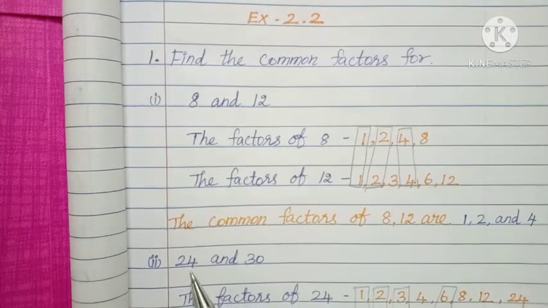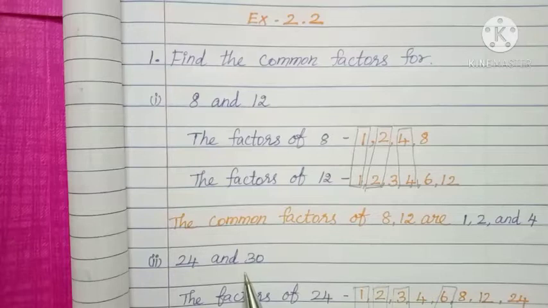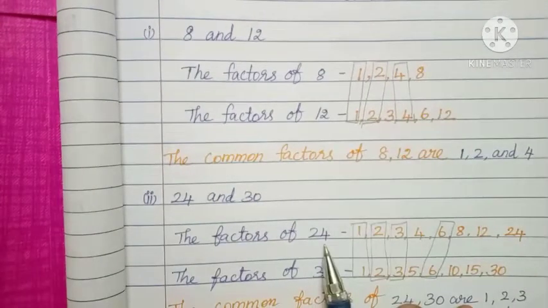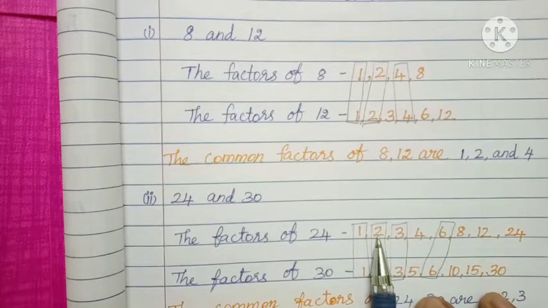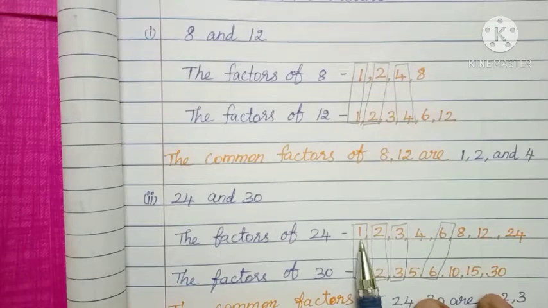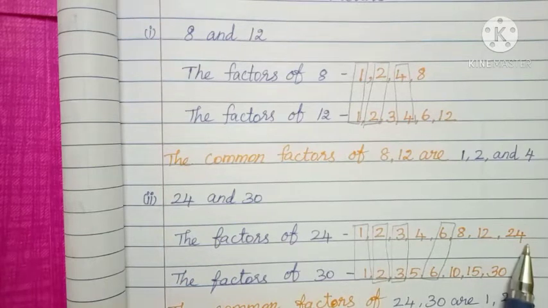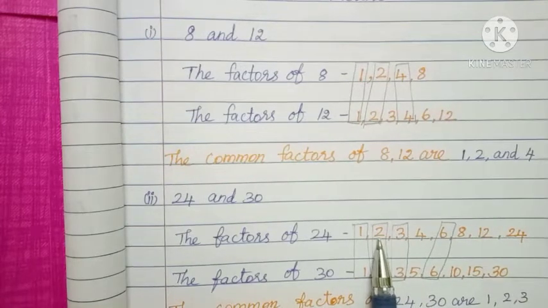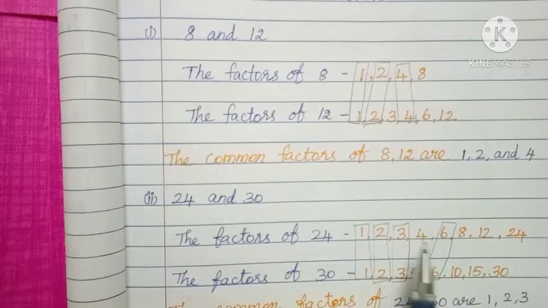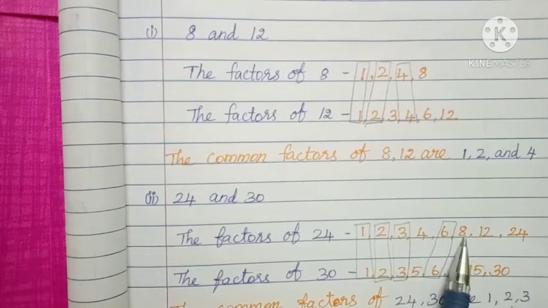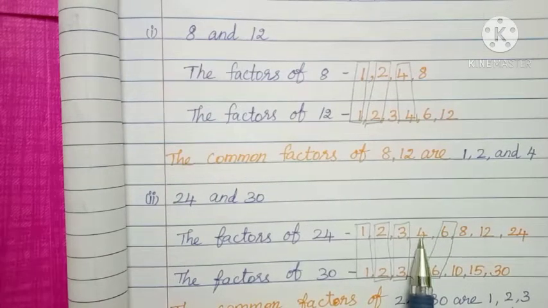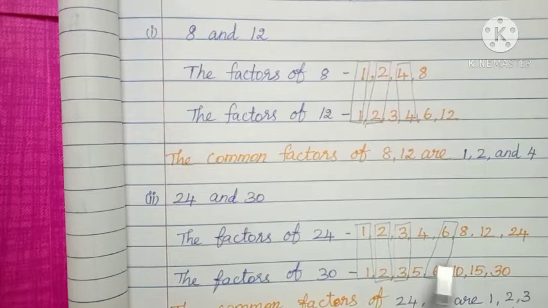The next one, second sum, 24 and 30. First you write the factors of 24. 1 twenty-four is 24, so write the numbers 1 and 24. This is another easy way to find the factors. The next one, 2 twelves are 24, so 2 and 12 also. The next one, 3 eights are 24, so write 3 and 8. 4 sixes are 24, so 4 and 6. Easy to find all the factors.